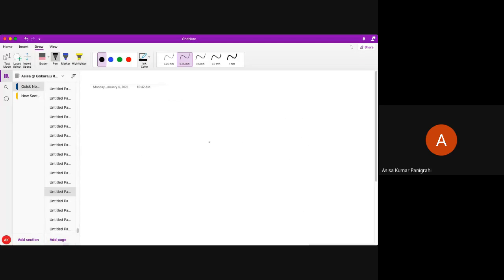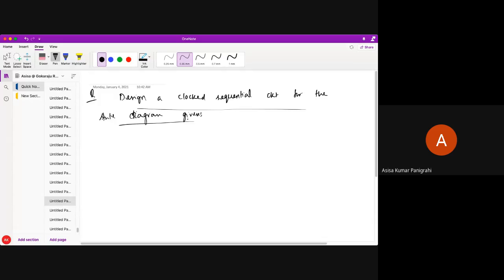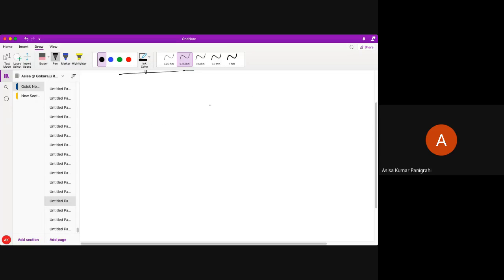One more question we'll do. After that, I'll tell you different questions. Let's say this question: design a clocked sequential circuit for the state diagram given. Here the state diagram is given like this.